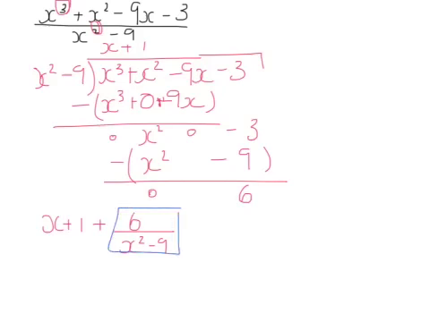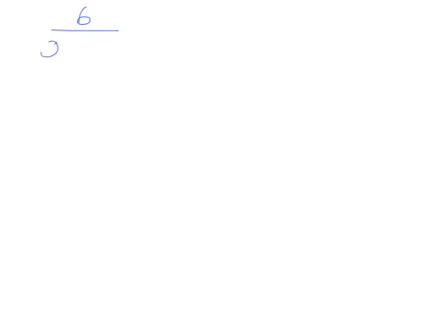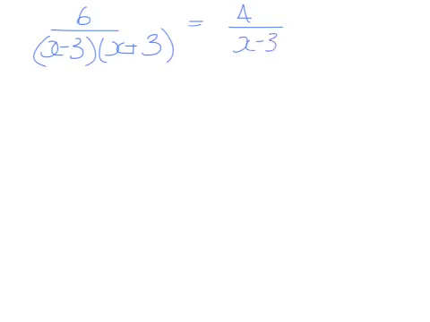So that one, well, I don't think I really like that quadratic factor there. I think it'd actually be quite nice to split that into the difference of two squares. So we've got 6 over x minus 3, x plus 3. So this is our expression for our partial fraction. So we know we want to write that as something over x minus 3 plus something else over x plus 3. We're splitting that fraction apart.